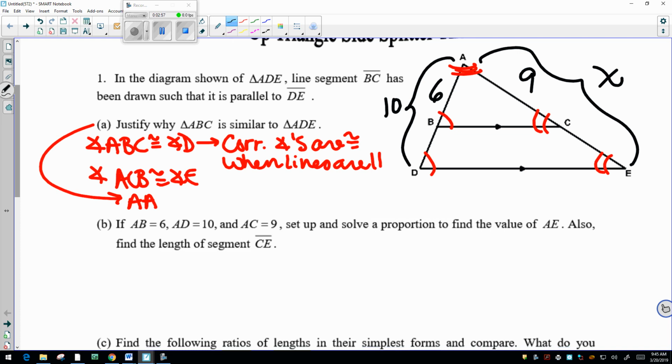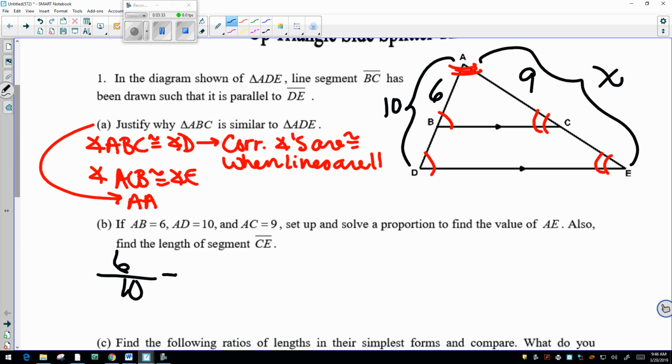So let's take, for instance, little triangle ABC. What's the side of little triangle ABC that we know? 6. What is the corresponding side to the big triangle ADE? To the big triangle would be what? 10, because it's on the same side, right? It's on the left-hand side. So I could say in this little triangle, 6 compared to 10. Both left sides, both full sides of the triangle.